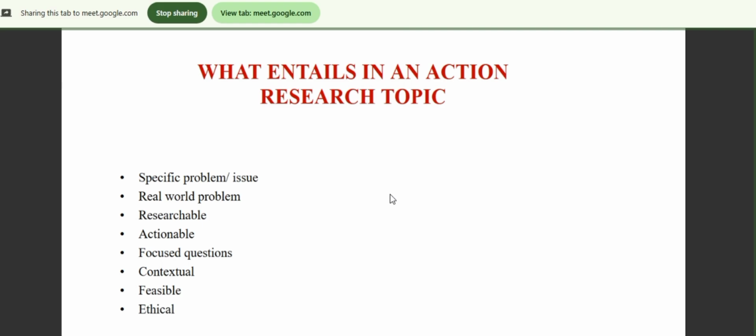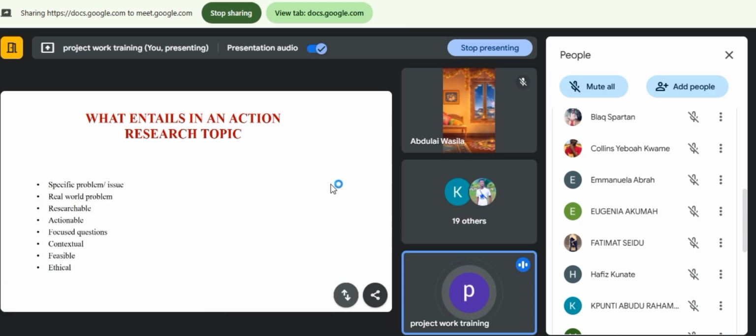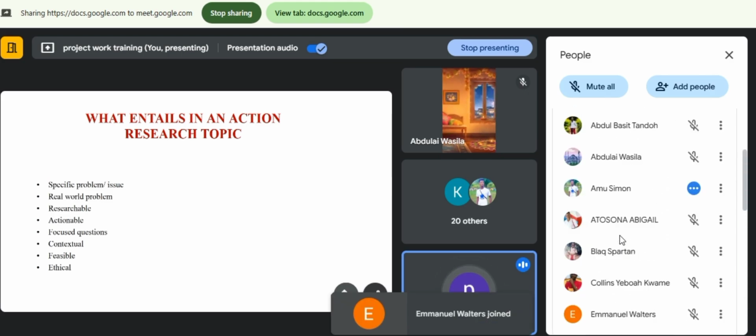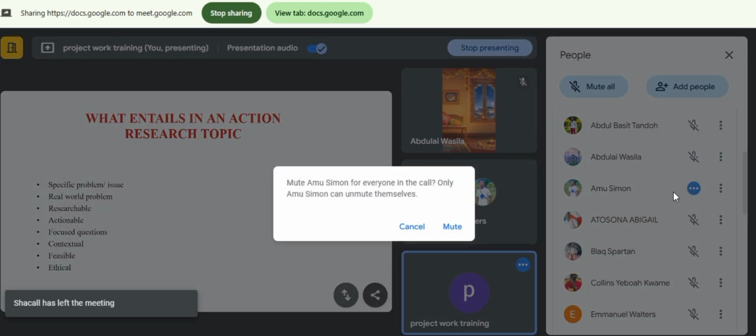You must also look at the ethical aspect. Here we are looking at privacy and respect for the individuals involved. You cannot start an action research work without giving a consent form. I remember when I was in college, way back when we were writing the research topic, you must get a consent form from the headmistress and the parents before you start to write the action research topic.